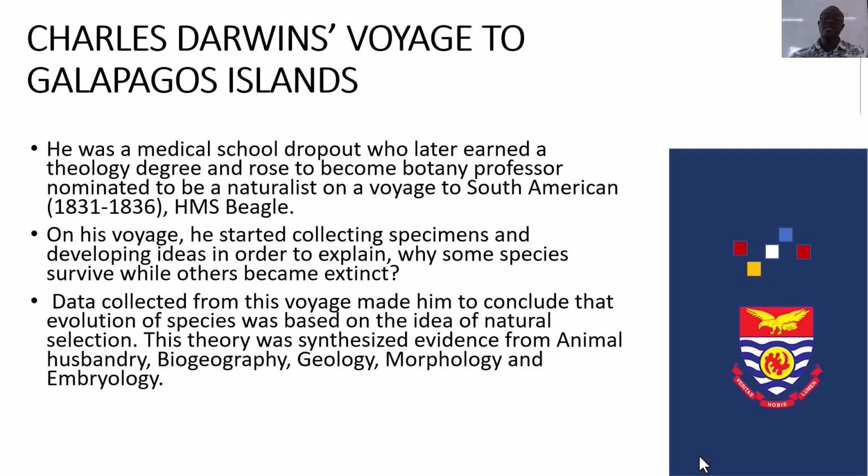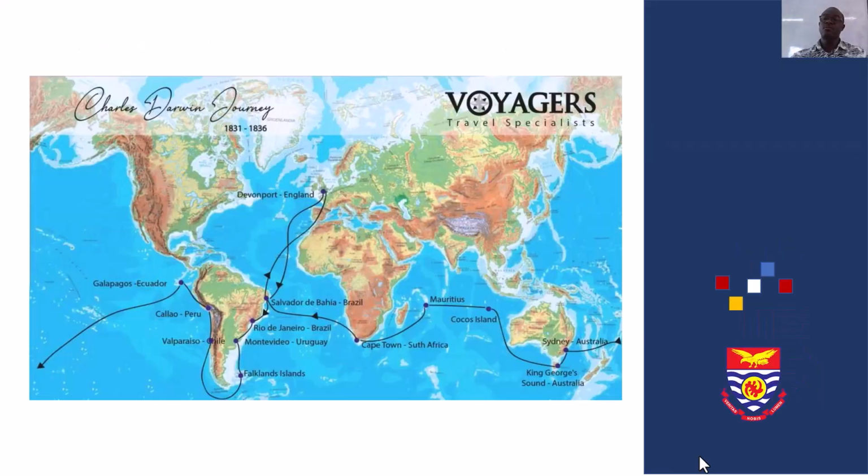On his voyage, he started collecting specimens and developing ideas in order to explain why some species survived while others became extinct. Data collected from his voyage made him conclude that evolution of species was based on the idea of natural selection. This theory synthesized evidence from animal husbandry, biogeography, geology, morphology, and embryology.